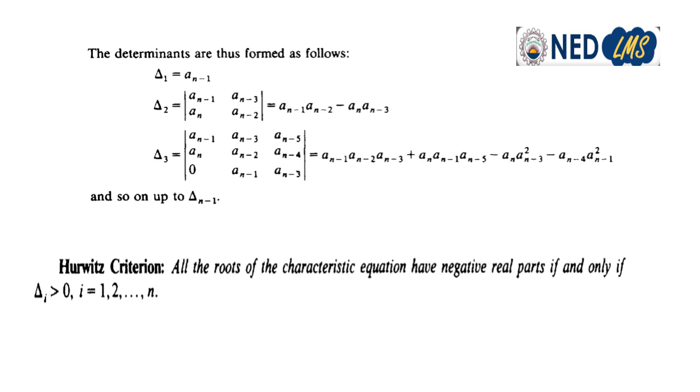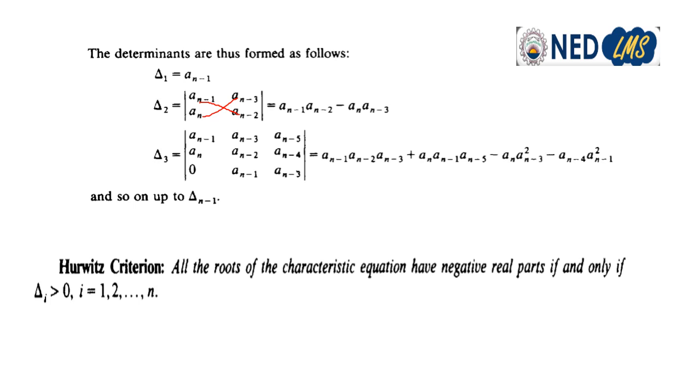So we have made the first determinant del 1, this is an minus 1. The second determinant del 2 is actually of order 2 by 2: an minus 1, an minus 3, an, an minus 2. We can simplify it as an minus 1 multiplied by an minus 2 first, then subtract the product of an and an minus 3. So we'll expand it like this, like we expand determinants.